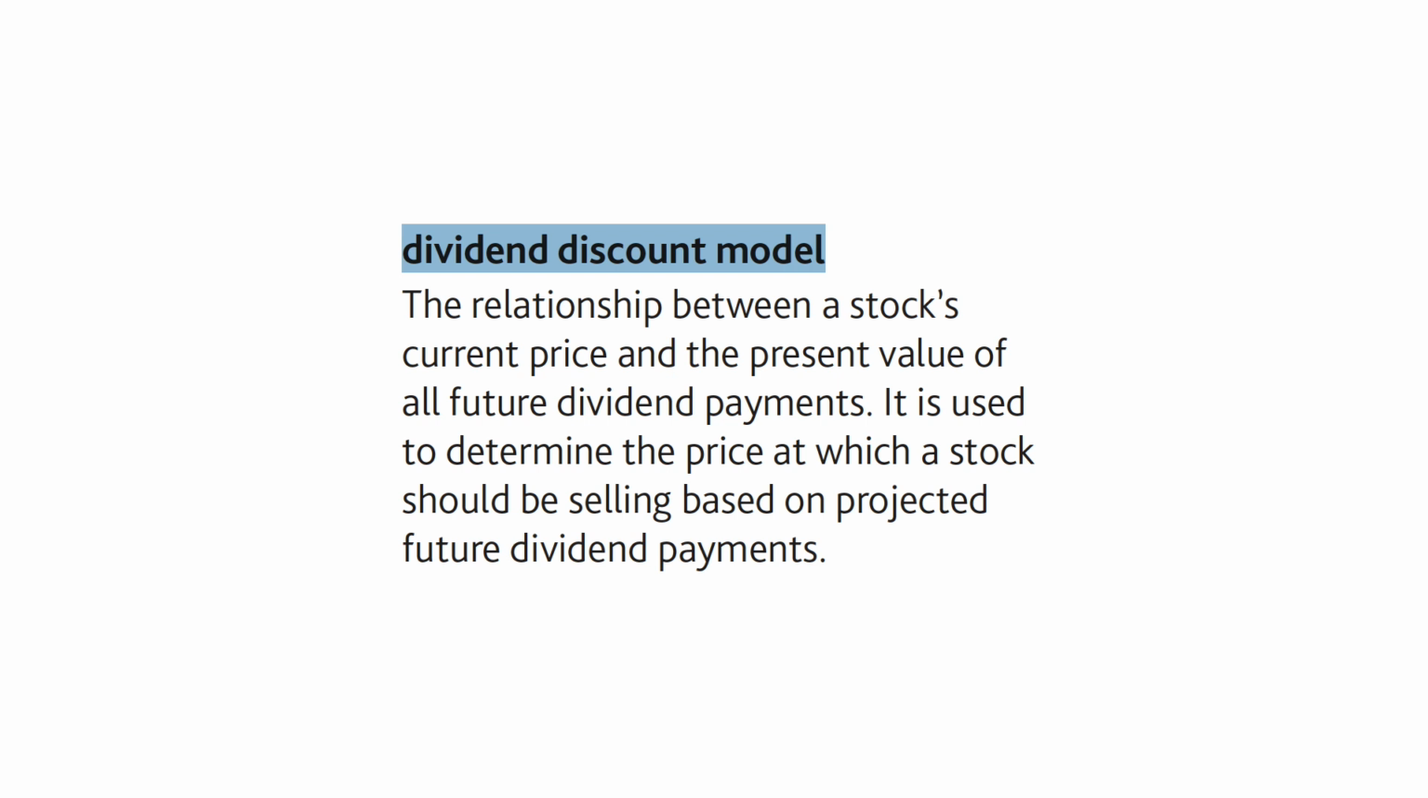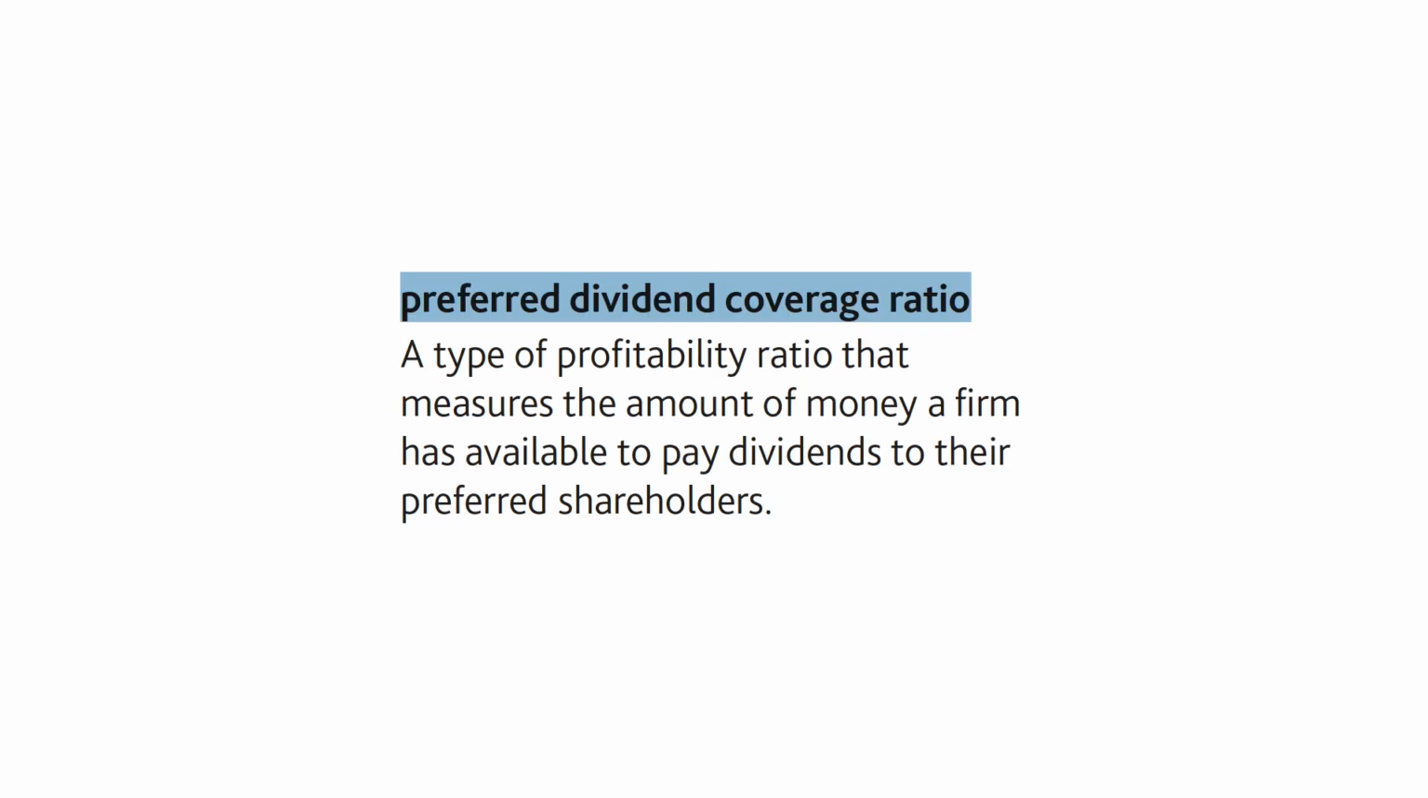Dividend discount model. The relationship between a stock's current price and the present value of all future dividend payments. It is used to determine the price at which a stock should be selling based on projected future dividend payments. Preferred dividend coverage ratio. A type of profitability ratio that measures the amount of money a firm has available to pay dividends to their preferred shareholders.